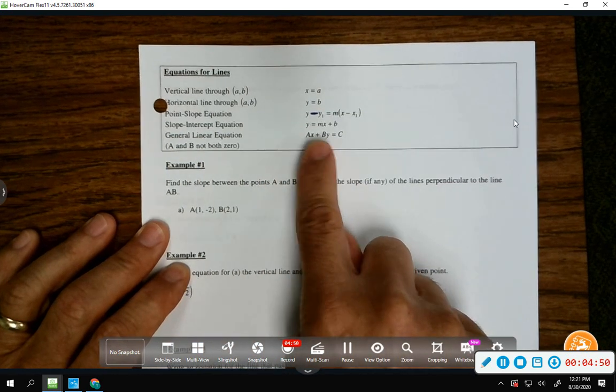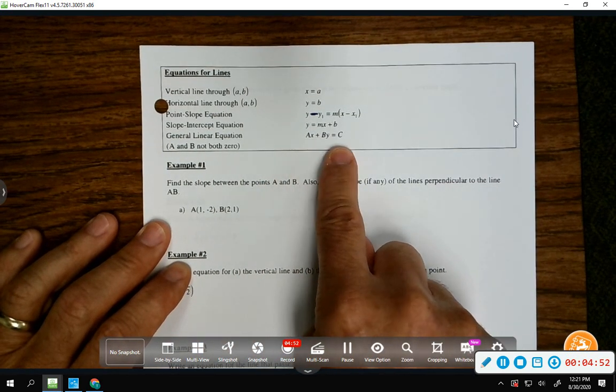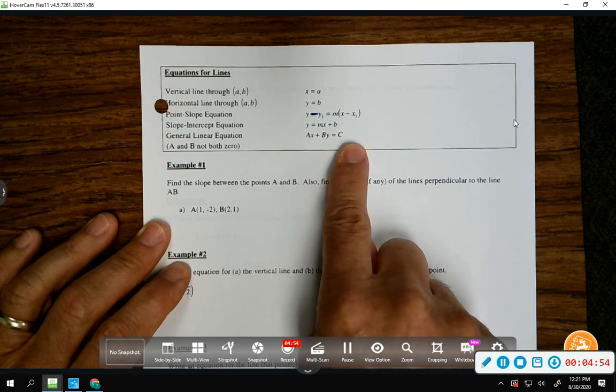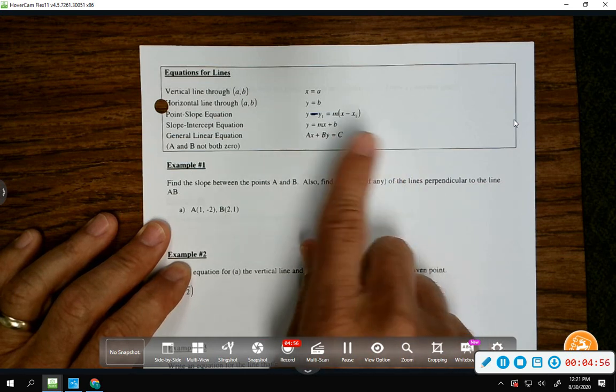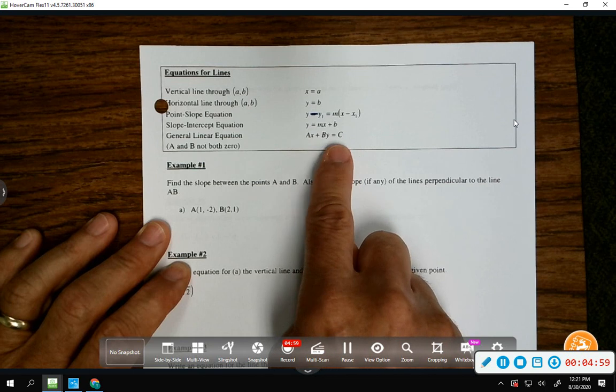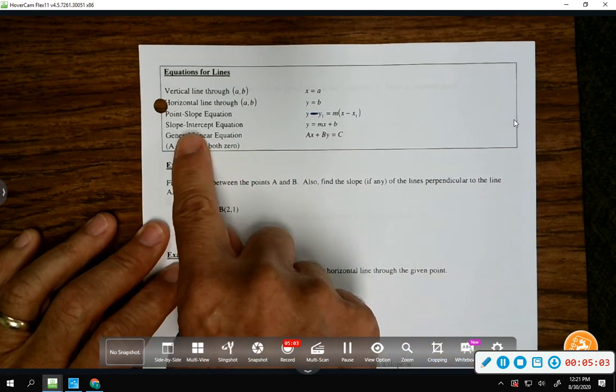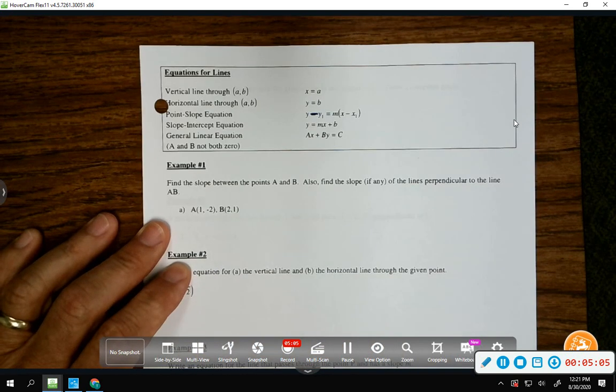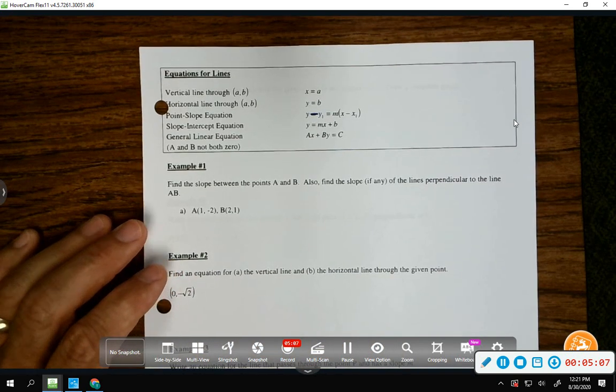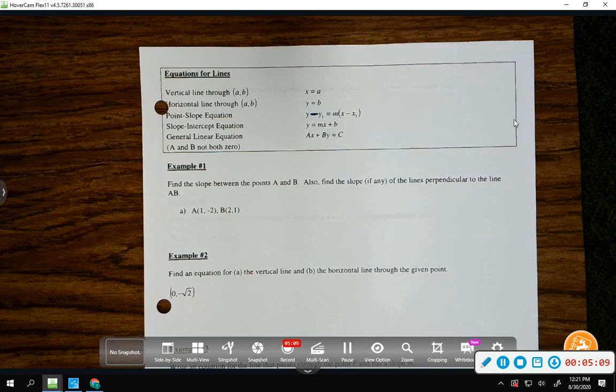Remember, with general form, we really don't want to have fractions on these coefficients, so we can clear out the fractions. And you always want the x term first, then the y set equal to c. Some books call this standard form, but more and more books are calling this the general linear equation. I like general form better as set equal to 0 because that's how we consider most general forms as set equal to 0.